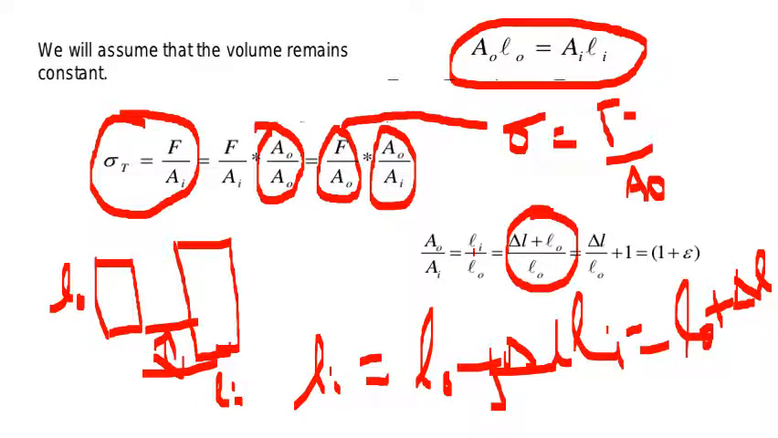Delta L plus L naught divided by L naught. So this can be written as delta L divided by L naught plus 1, that is, delta L by L naught plus L naught divided by L naught. So we can write this as 1 plus epsilon naught, where epsilon naught is nothing but delta L divided by L naught. Similarly, engineering strain epsilon naught is equal to delta L divided by L naught. This is how we can write these things.